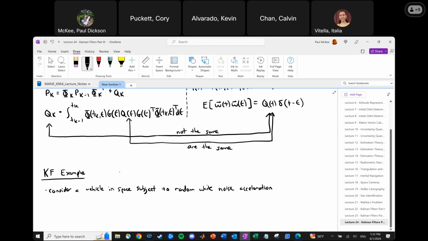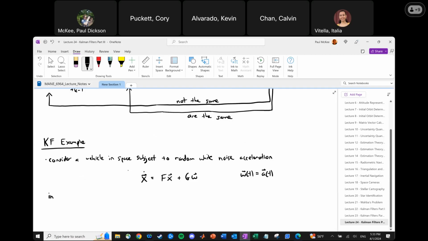And so this vehicle is going to have equations of motion that look like this. x dot is equal to f(x) plus G omega, where omega is the acceleration that's happening to the vehicle. So what does that look like in state space? For those of you that haven't seen state space before, it's just this, right? Let's say that our state is our position and our velocity, which we're just going to write as r and r dot for now. r dot is v.